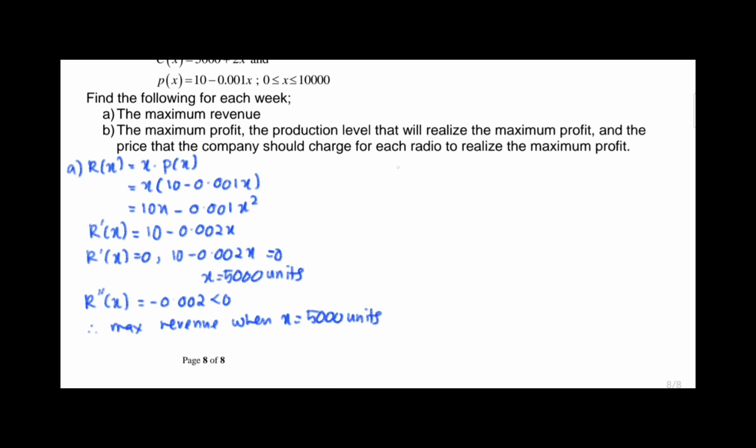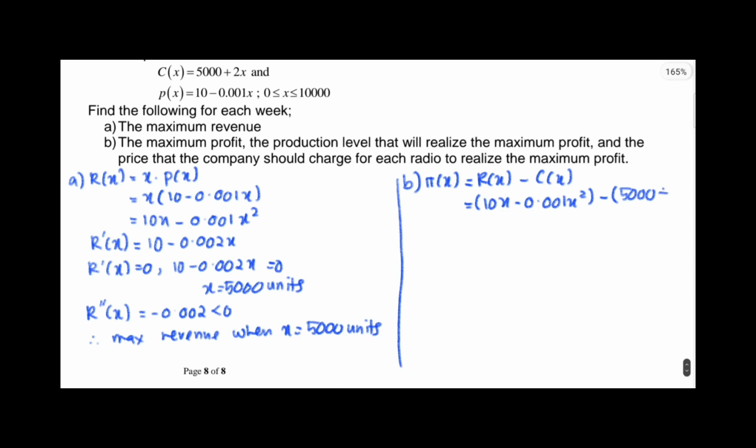For question B, we have to find the maximum profit. So what is the profit function? The profit function is given by the revenue function minus the cost function. So the revenue function is 10x minus 0.001x squared minus the cost function, which is 5,000 plus 2x. When we simplify, the profit function will be equal to negative 0.001x squared plus 8x minus 5,000.